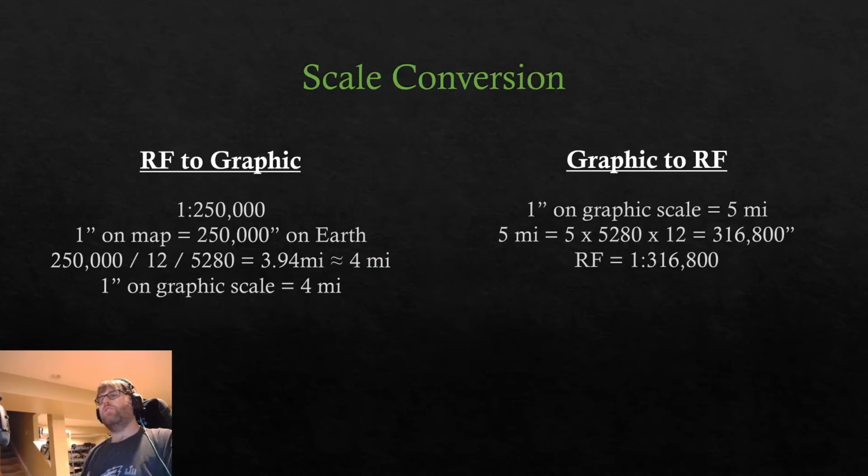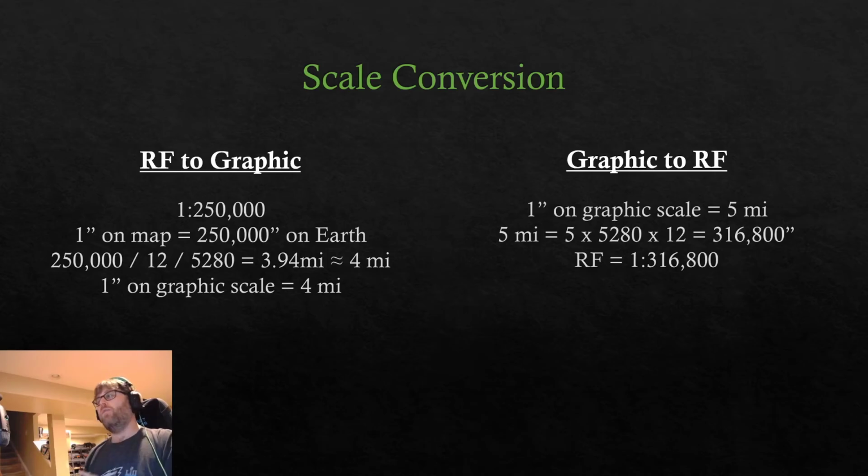To go between representative fractions and graphic scales or vice versa is pretty straightforward. If you are given a representative fraction of 1 to 250,000, which we kind of talked about earlier, that's essentially saying 1 inch on a map is equivalent to 250,000 inches on Earth. So if we were to convert that 250,000 inches back, that's roughly saying 1 inch on that graphical scale is equivalent to 4 miles. And that's nice if you have a map and you're trying to orient yourself with where it's at.